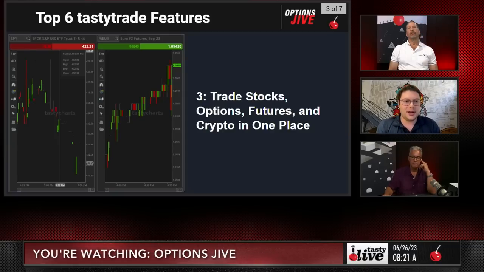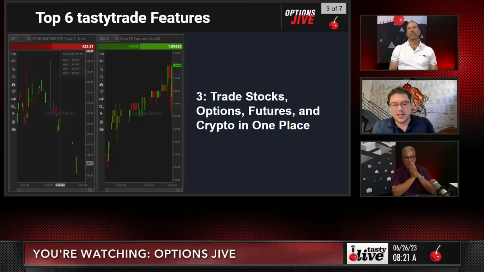I didn't really know how to show this except by showing 2 charts that trade 2 different things, but you can trade stocks, options, futures, and crypto all in one place. I think that's something very underrated. It is a very, very cool feature. You don't have to go from account to account or have a separate place to trade all this stuff. It's one platform, you trade everything, and you have all your positions in one place.